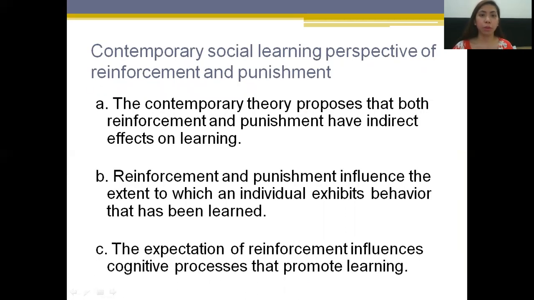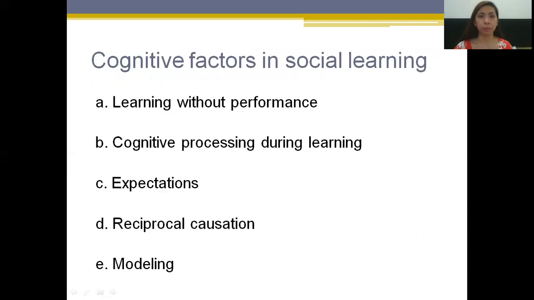Contemporary social learning perspectives of reinforcement and punishment include the following. The contemporary theory proposes that both reinforcement and punishment have indirect effects on learning. Reinforcement and punishment influence the extent to which an individual exhibits behavior that has been learned. And the expectation of reinforcement influences cognitive processes that promote learning.